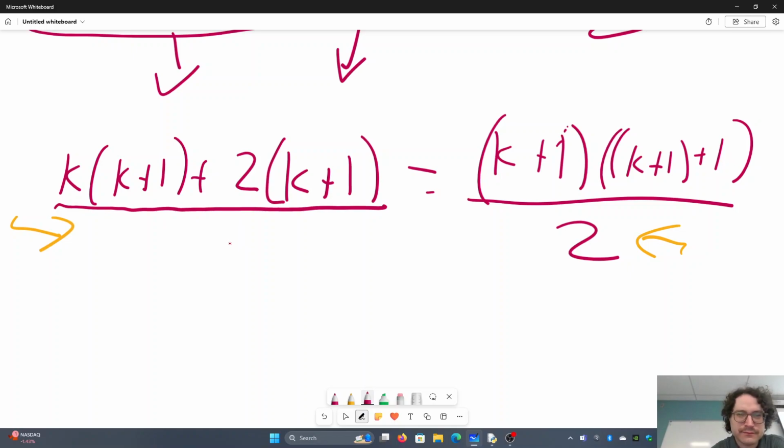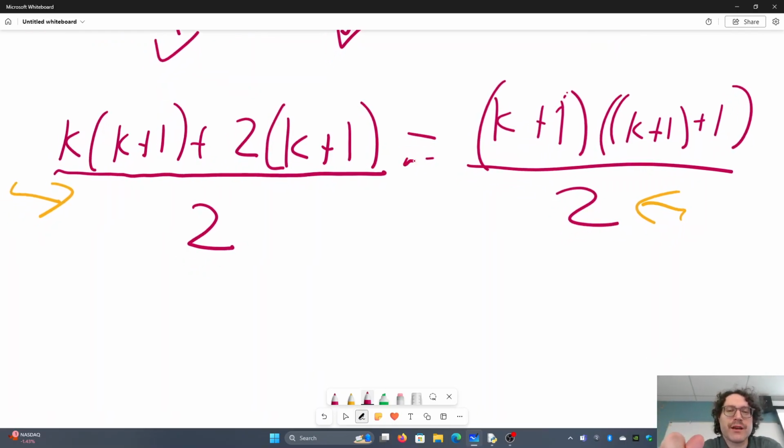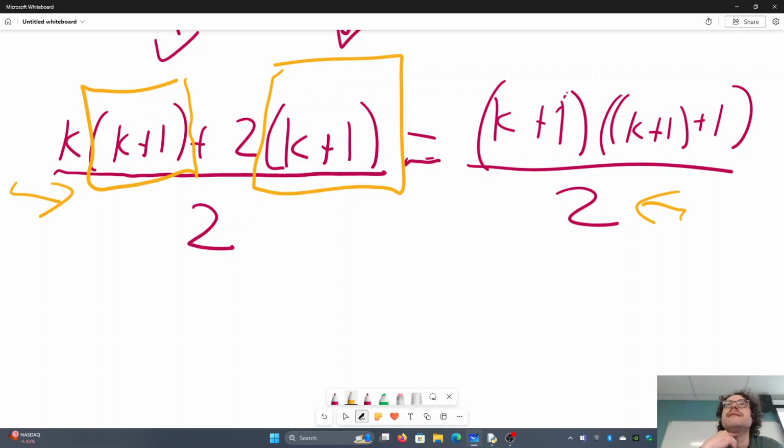Okay, so now this part also is a bit weird, just because of what we're pulling out. We've got k times k plus 1 and 2 times k plus 1 over here. So we have a common factor, k plus 1 and k plus 1, right? It's a common factor. I'm so sorry I'm subjecting you all to my terrible handwriting.